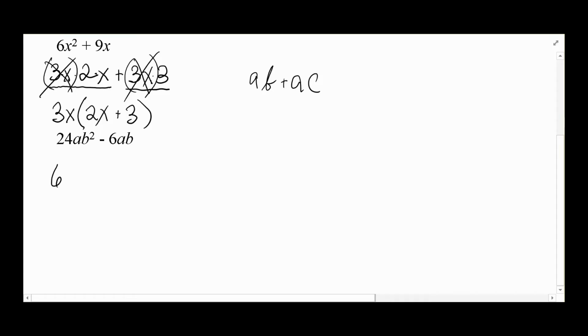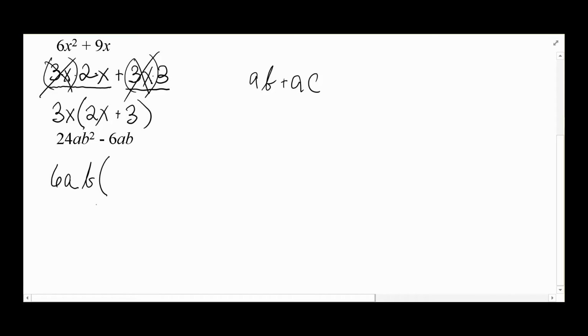And then I want to look at the a's. The first term has an a, it's got a to the first, and the second term has an a, it has a to the first. So they have an a in common as well. And then if I look at the b's, the first term has two b's, it's got b squared, so that's b times b. The second one only has one b, so they both have at least one b. So that's my greatest common factor, is the 6ab.